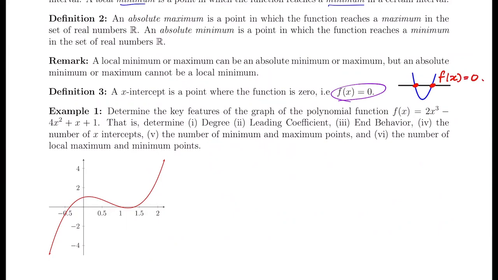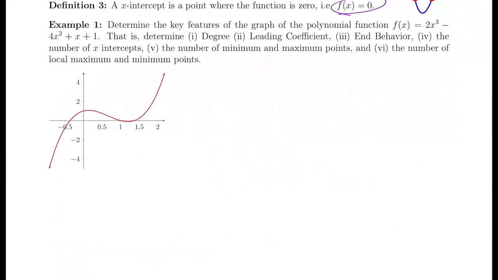So let's have a look at an example. Example 1 states: determine the key features of the graph of the polynomial function f of x equals 2x cubed minus 4x squared plus x plus 1. We have to determine the degree, the leading coefficient, the end behavior, the x-intercepts, and the number of local maximum and minimum points. Okay, so let's have a look at this.